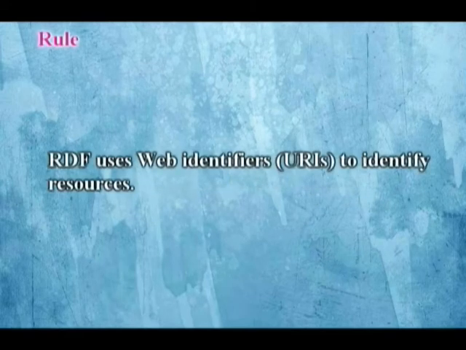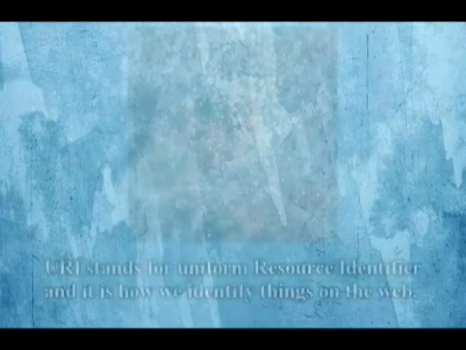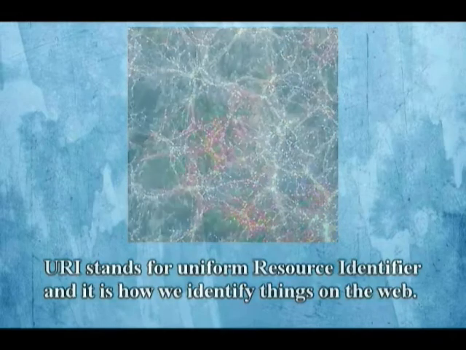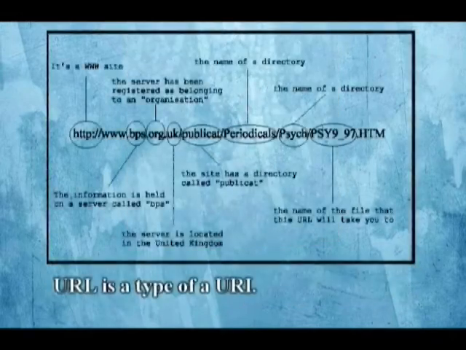RDF rules. RDF identifies things using web identifiers, URIs, and describes resources with properties and property values. URI stands for Uniform Resource Identifier, and it is how we identify things on the web. A URL is a type of URI.